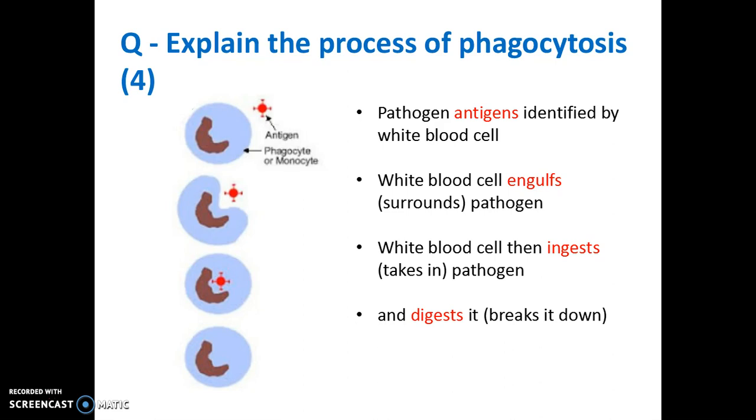So, pathogens' antigens are identified by white blood cells. White blood cells engulf the pathogens; the white blood cell ingests or takes in the pathogen, digests it and breaks it down.